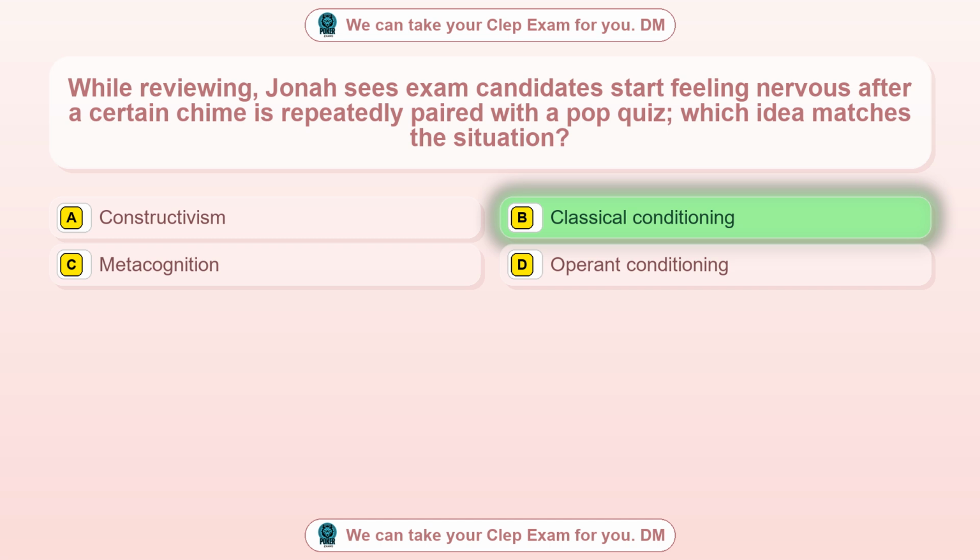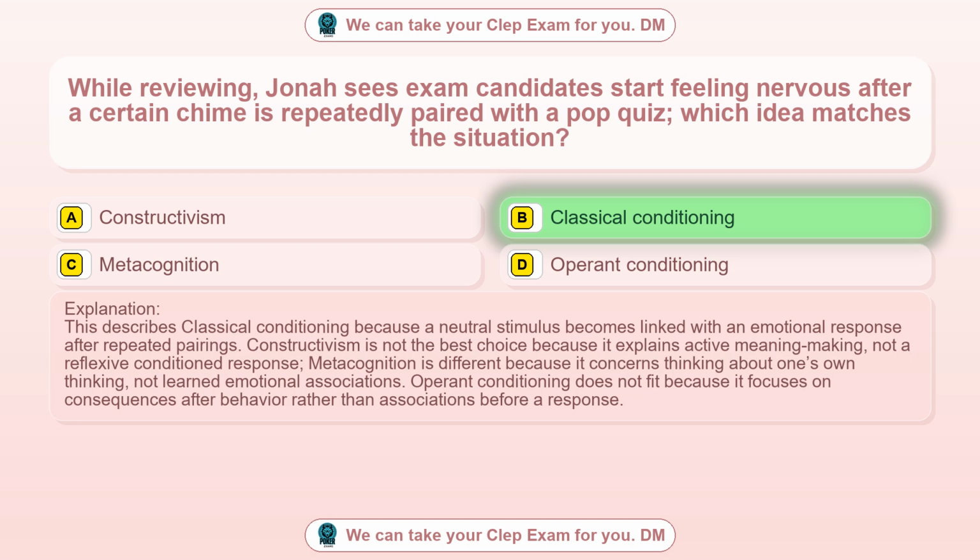Classical conditioning. This describes classical conditioning because a neutral stimulus becomes linked with an emotional response after repeated pairings. Constructivism is not the best choice because it explains active meaning-making, not a reflexive conditioned response. Metacognition is different because it concerns thinking about one's own thinking, not learned emotional associations. Operant conditioning does not fit because it focuses on consequences after behavior rather than associations before a response.